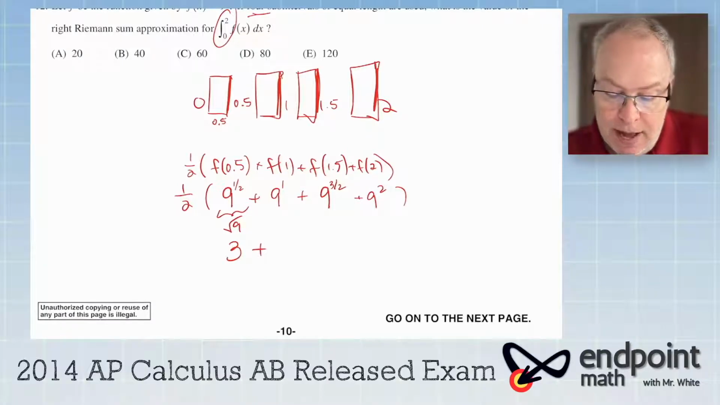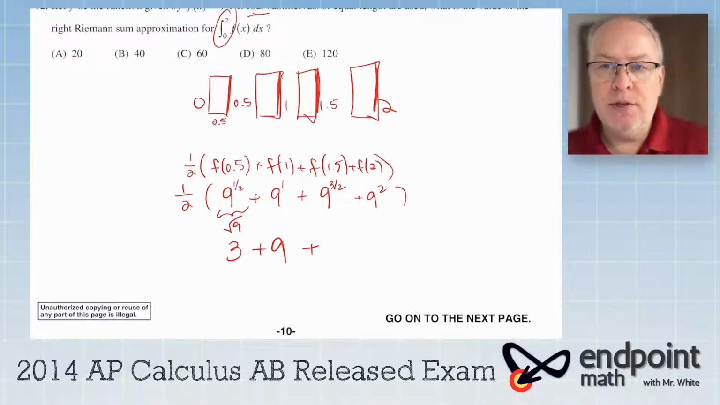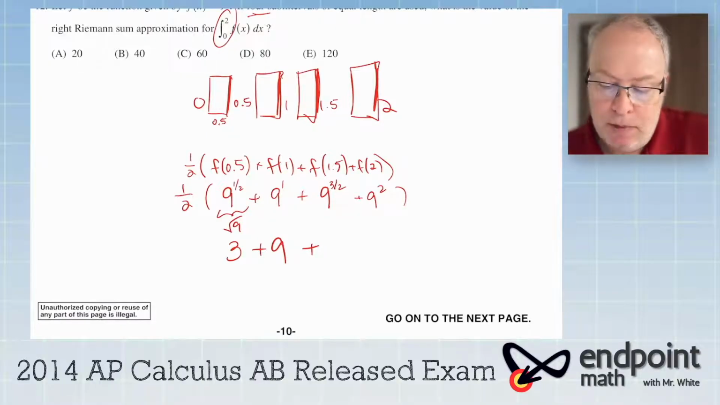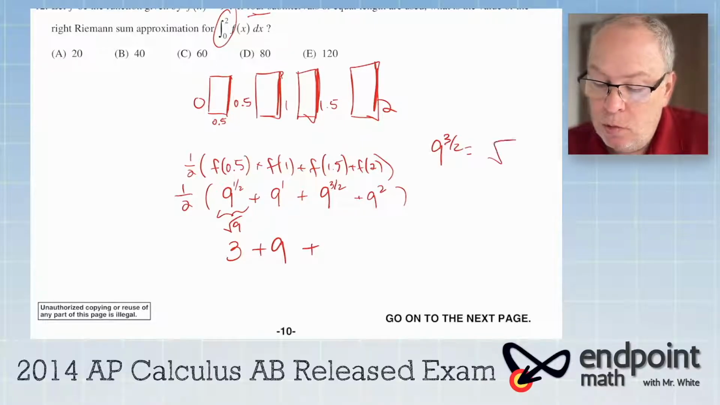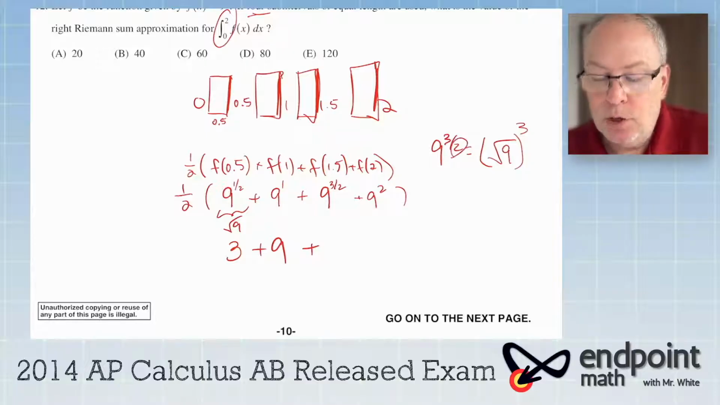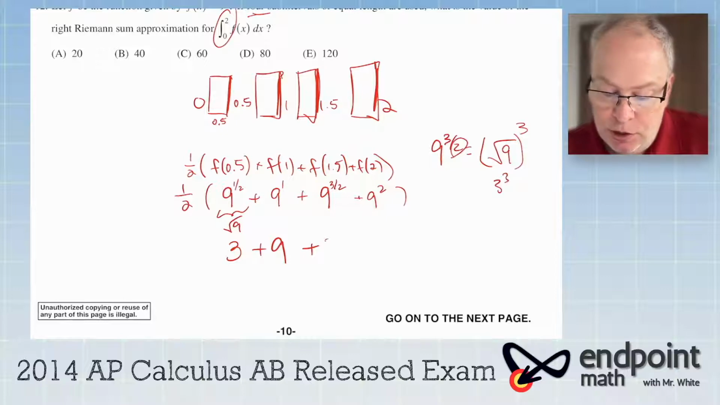3 plus 9 plus... or this is the no calculator section. How can I do 9 to the 3/2 power? 9 to the 3/2, if you remember, is really the square root of 9 to the third power. What's down low is your root number, as I like to tell my students. So this is 3 to the third, which is 27 plus 81.